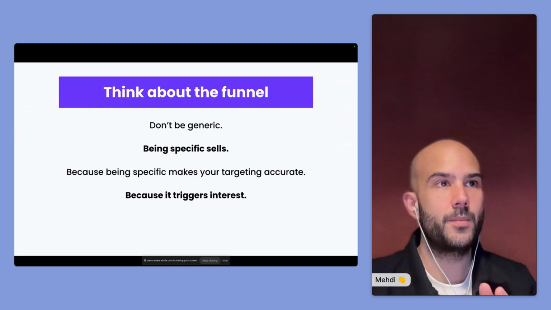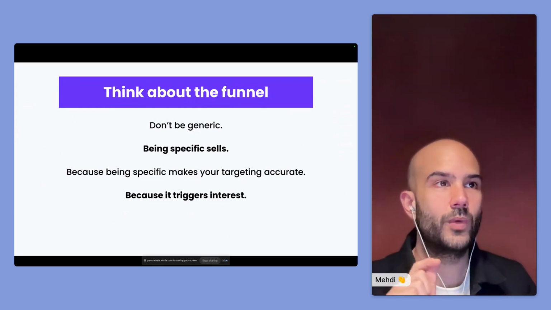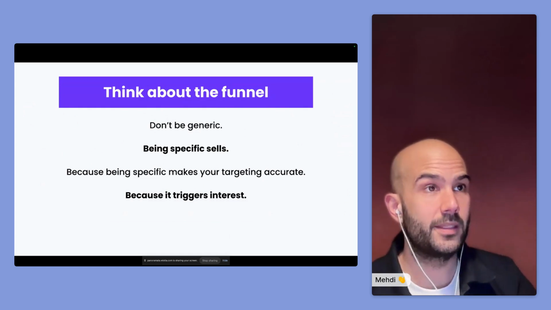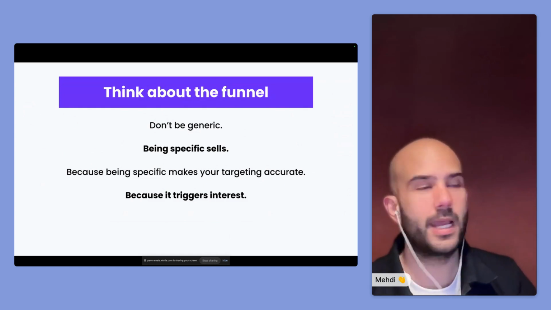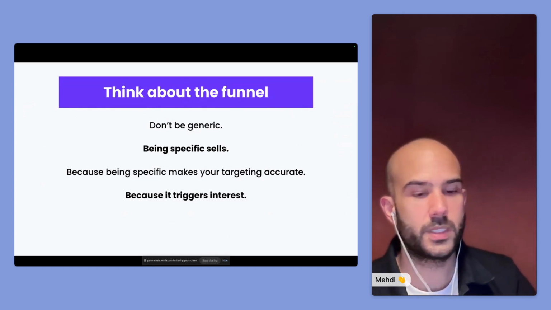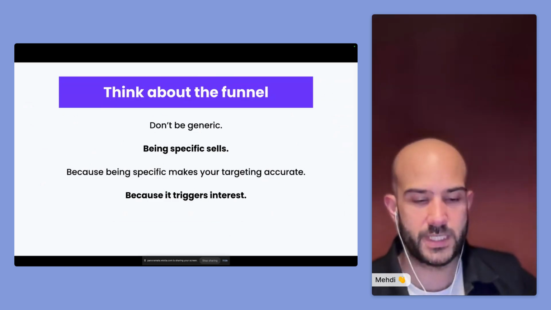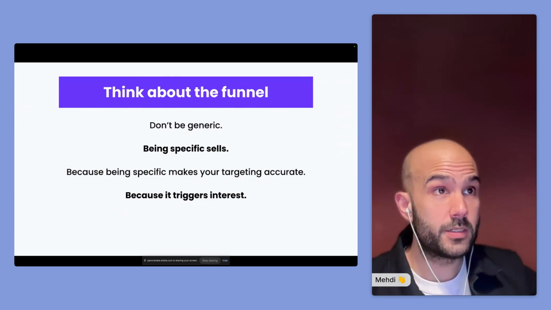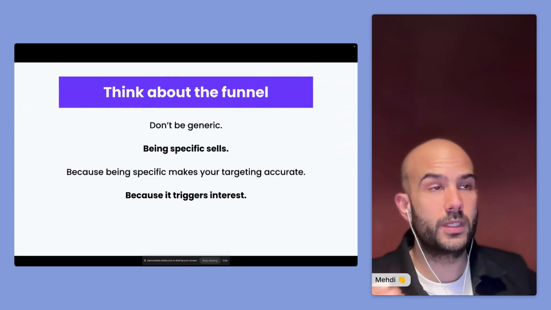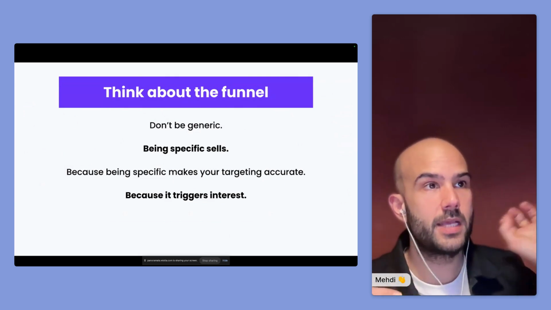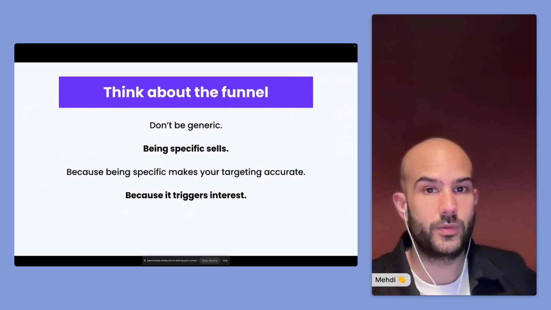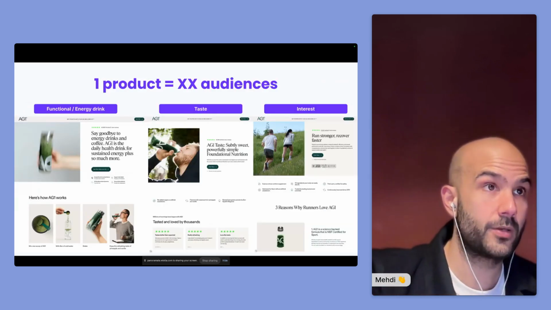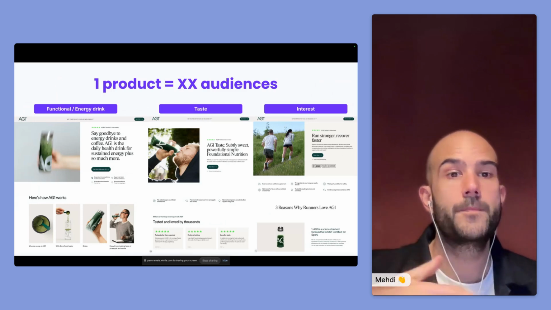It should be the same about your landing page. And by landing page, I mean when they click on the ad, where they land right after on your website. It cannot be your homepage because you're talking to them with a very specific message. You cannot lead them to a very generic page right away. They're going to be lost. So you need to create a page that will be as specific as the ad that you've created before. And being specific sells because it will make your targeting accurate and it will build up interest.